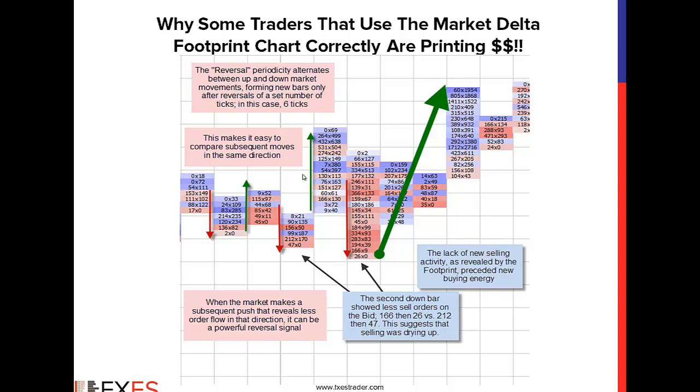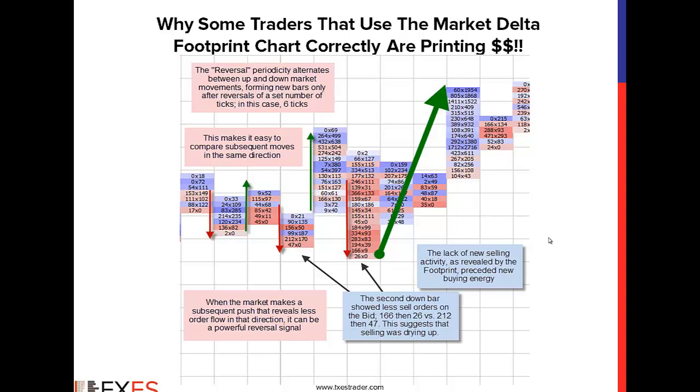So it makes it easy to compare subsequent moves in the same direction. The lack of new selling activity preceded new buying energy that came into the market, as you can see by much larger volume on the bid as we moved up. So they were hitting the bids certainly all the way up through this bar and on. So the reversal is an example of, and in some cases I like to call it, a reversal exhaustion move, whether it be up or down. You can see how there was really nothing down here on the footprint.